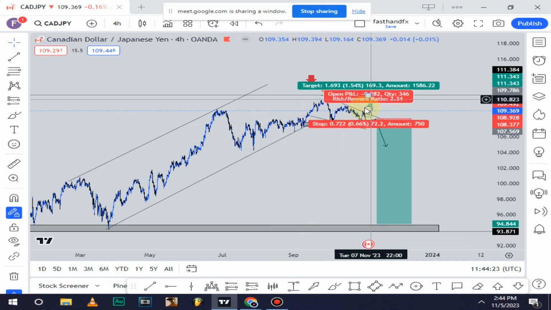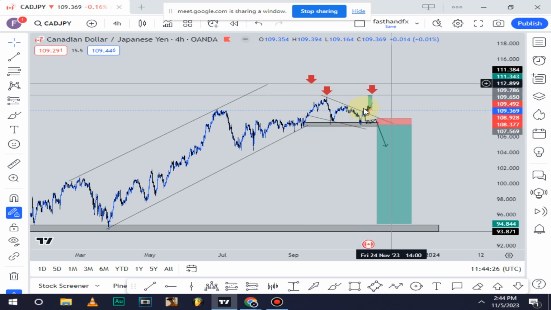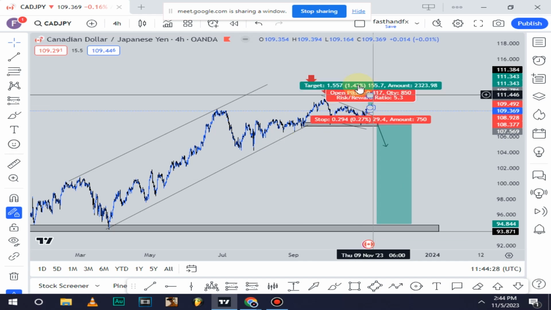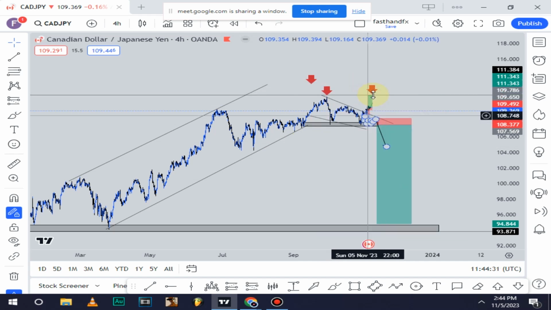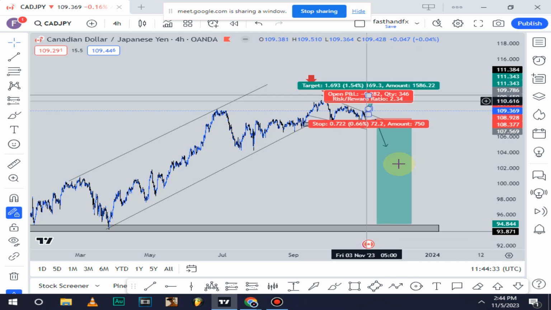Remember, of course, the market is giving us bullish momentum, but we just have to make sure that we don't hold the trades for long, because the market might be going up to give us a reversal sign before going down.